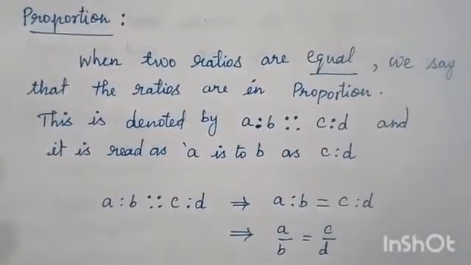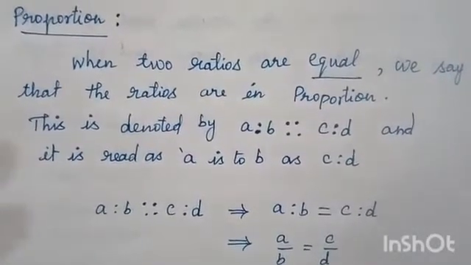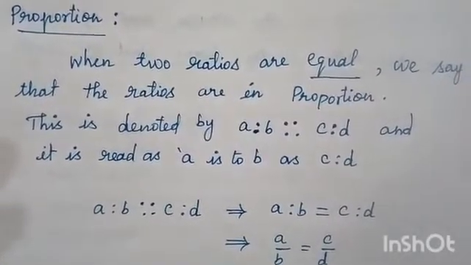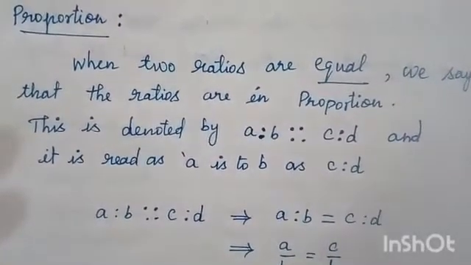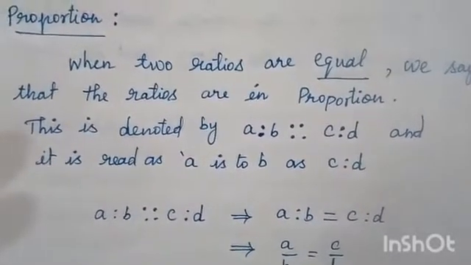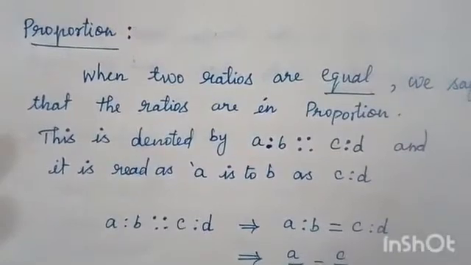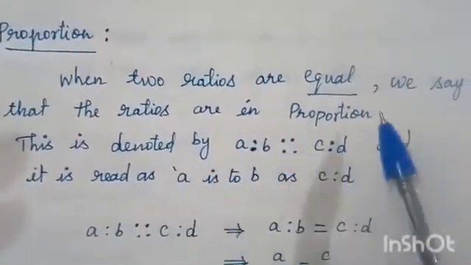Students, now you are going to learn about the proportion. Ratios I already taught you. Ratio means it is a comparison of two quantities of the same kind. The two quantities are of the same kind, in the sense of the same units. So now, proportion. Proportion means when two ratios are equal, we say that the ratios are in a proportion.